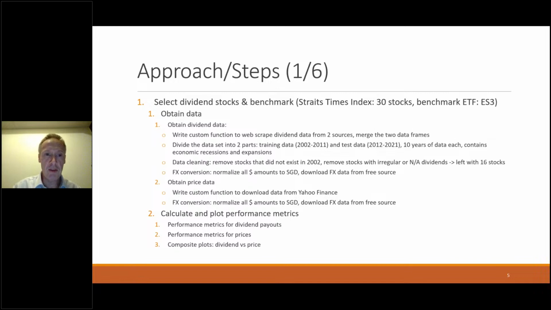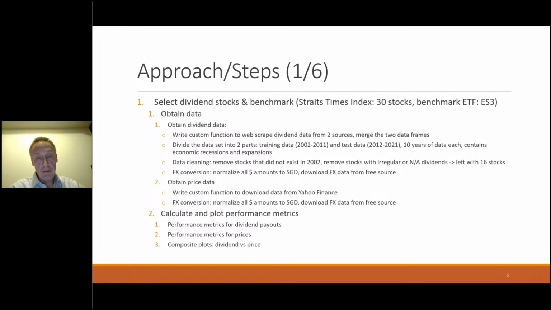The first problem was obtaining dividend data. Price data are generally widely available. There are lots of free and paid sources to get price data, less so with dividends. Because I'm based in Singapore, my investments are in Singapore dollars, and I don't want to incur any FX risk. So I chose the STI, Straits Times Index, as a benchmark. There are not a lot of free dividend data sources available. I found two of them, and then I had to code some web scraping function to download the dividend data.